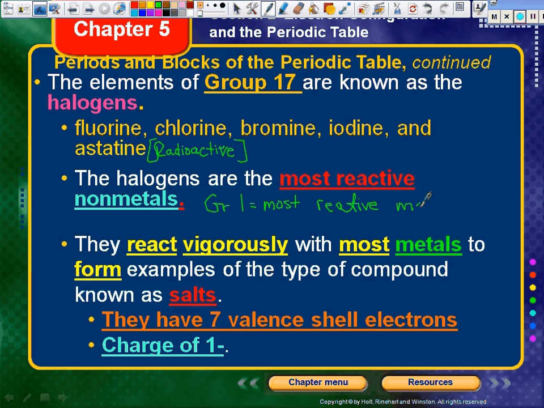Again, they react vigorously with most metals to form salts, and they have 7 valence electrons with that -1 charge. Okay? The reason why it's -1 is because what? They gain an electron. That's the reason why it's negative, it gains an electron.